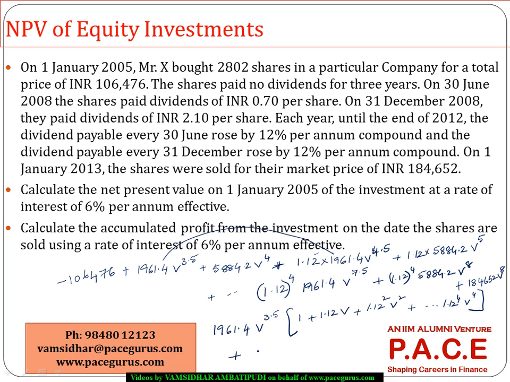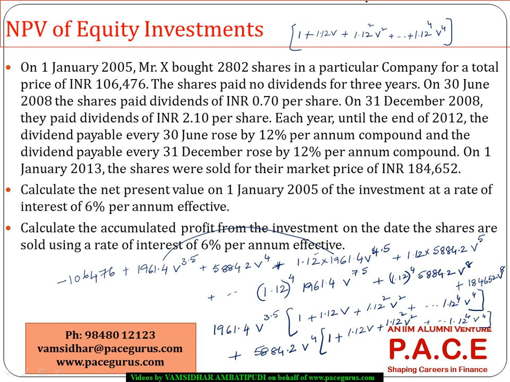Similarly, on the other side, if I take 5884.2 into V power 4, this is nothing but 1 plus 1.12 V plus 1.12 squared V squared, and so on, again 1.12 power 4 V power 4. So overall, if I take this part common, which is 1 plus 1.12 V plus 1.12 squared V squared, and so on, 1.12 power 4 V power 4.